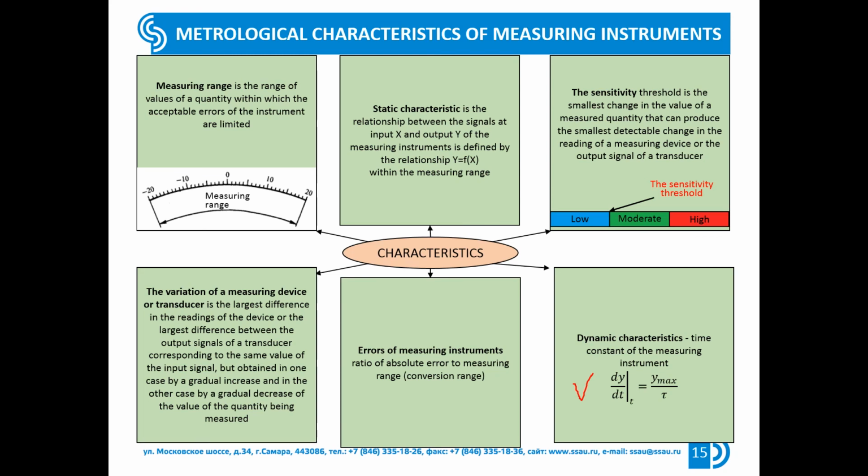If we draw a tangent to the curve y equals y of t at the starting point, it will reach the value y max after some time equal to tau, the time constant of the device. The smaller the time constant, the less inertial the device is. Low inertial devices are used to study fast variable processes with a high frequency of process variation.